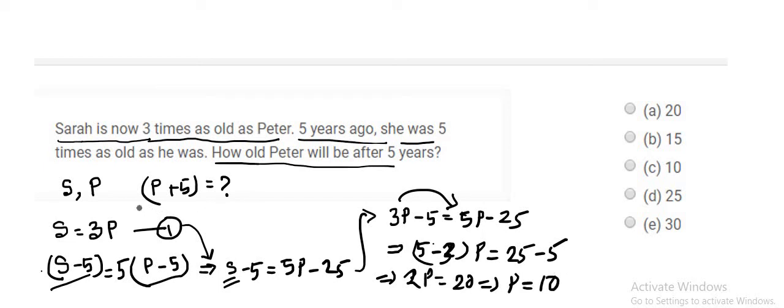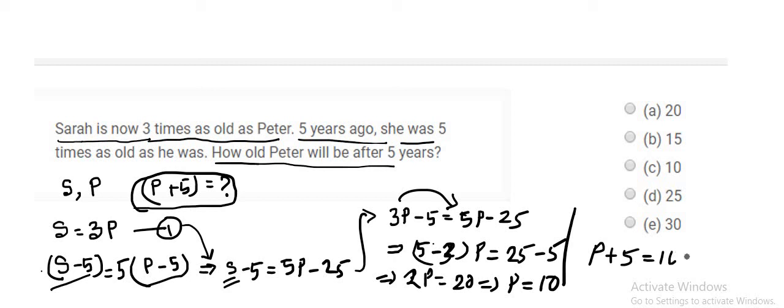So ultimately we wanted to know how old Peter will be after 5 years, that is P plus 5. So P plus 5 equals 10 plus 5 equals 15. So in this case the answer would be 15. This is a pretty straightforward way where you can develop the equations and remember what you're ultimately trying to find out, and then by solving these equations you can easily find the answer.